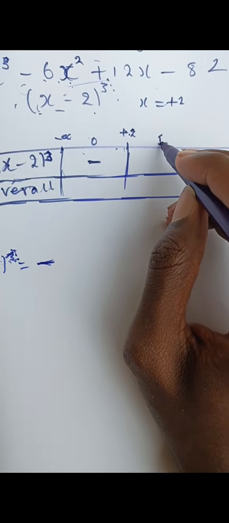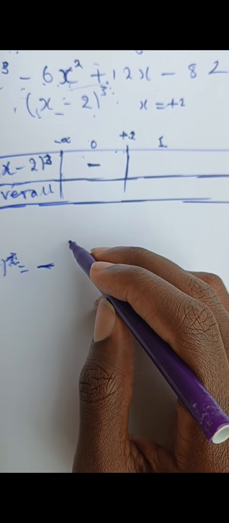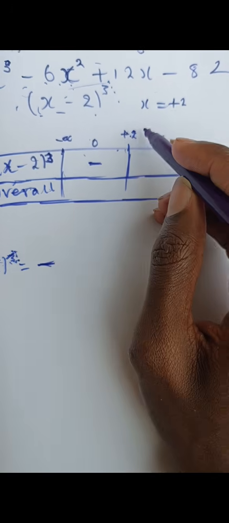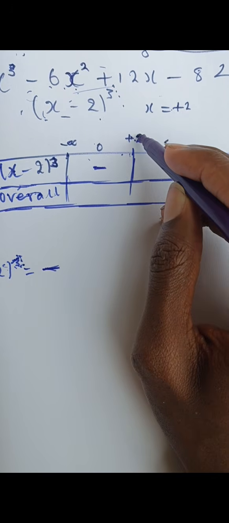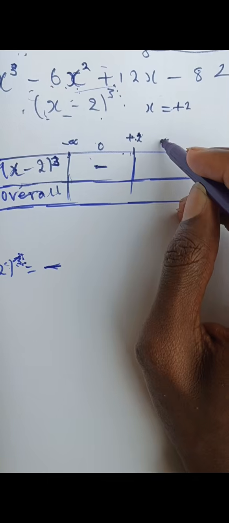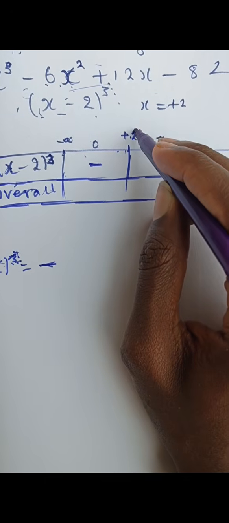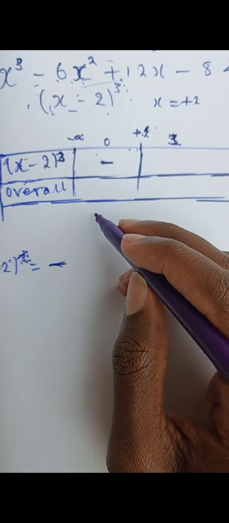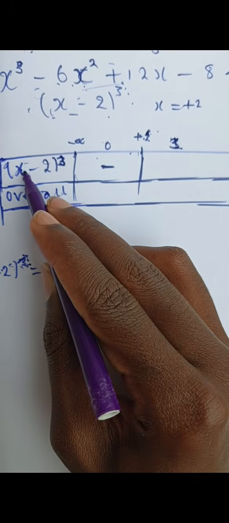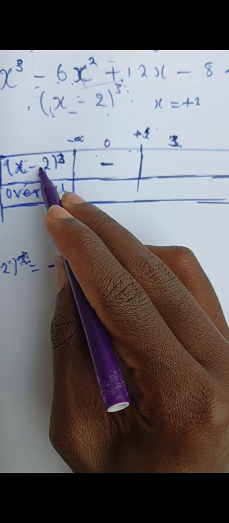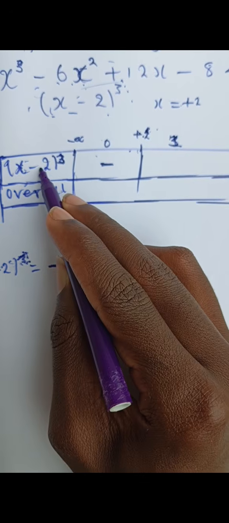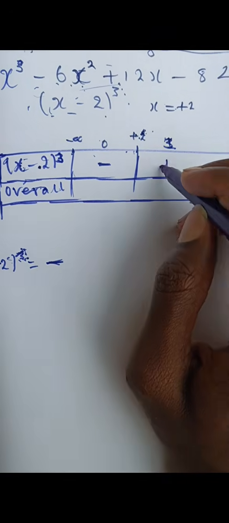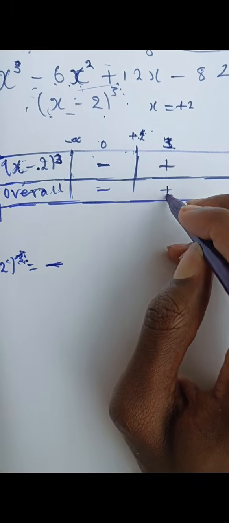Let's come here. If I get 1 and I put it here, it's going to be what? No, not 1. My God. I mean, here is 2. So let's pick 3. The number needs to be greater than 2. So if I put 3 here, it's going to be 3 minus 2, right? That's going to be positive 1. Positive 1 power 3 will still be positive. So the overall will be positive.